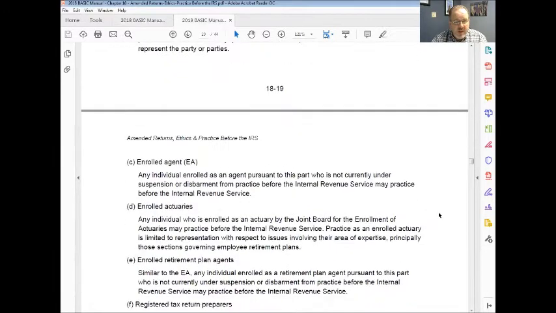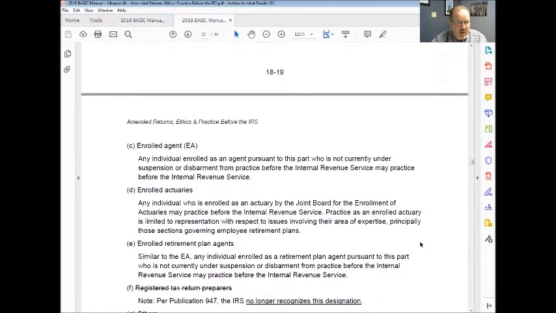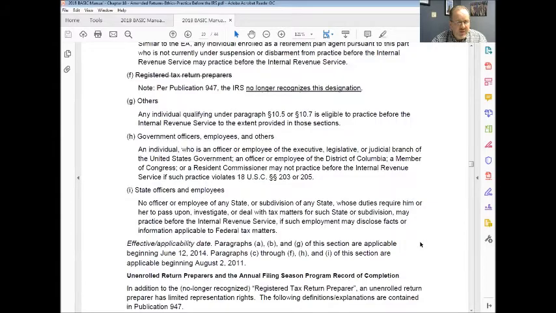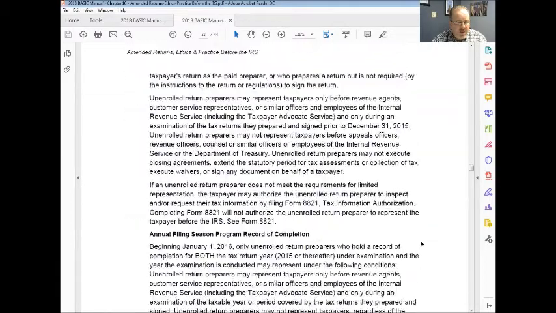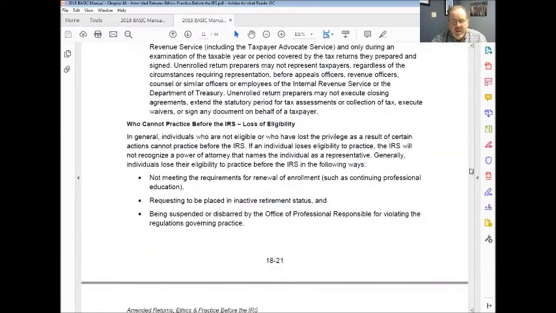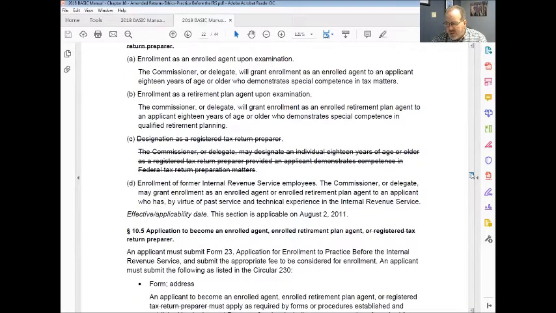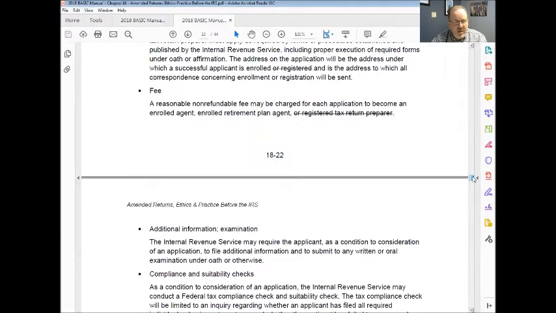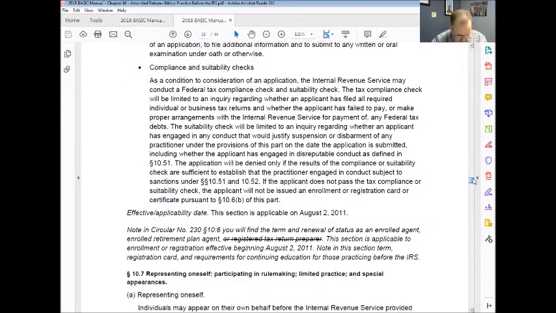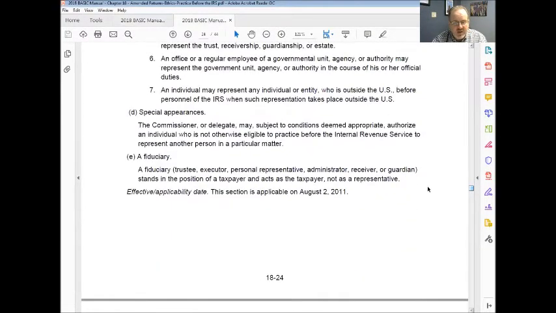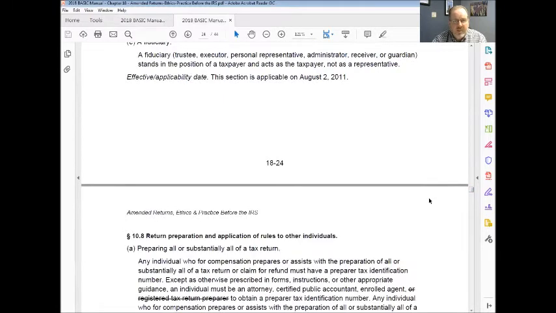All right, so we have that. There's the enrolled agent that I was talking about, that we have several that have been enrolled agents. Again, a lot of this ethics stuff has to do with just making sure that you're doing everything accurate and complete to the best of your knowledge.